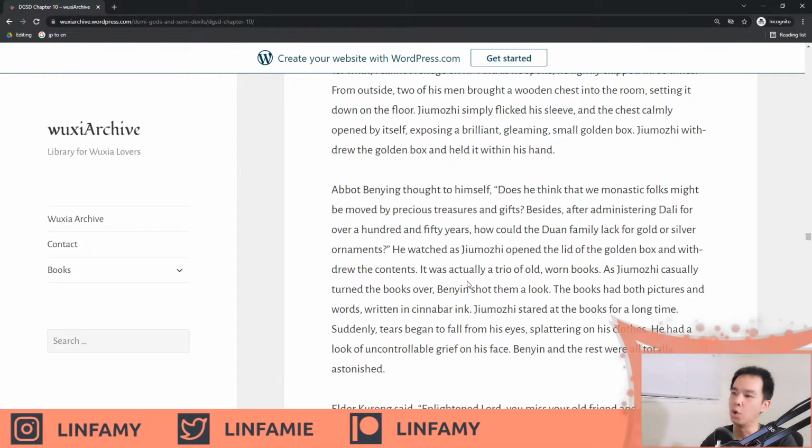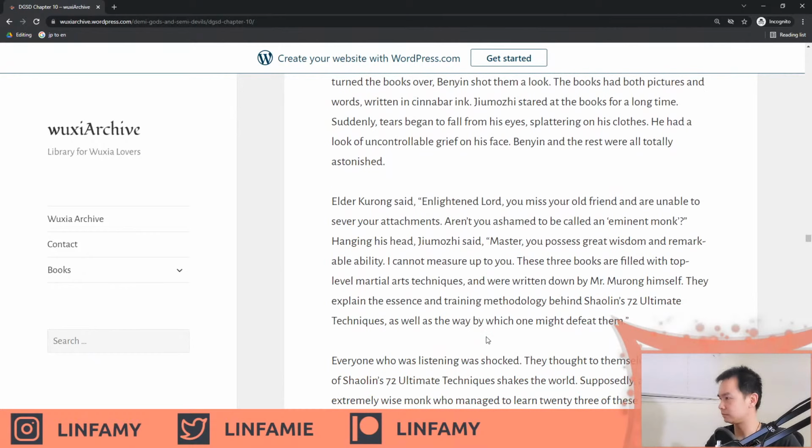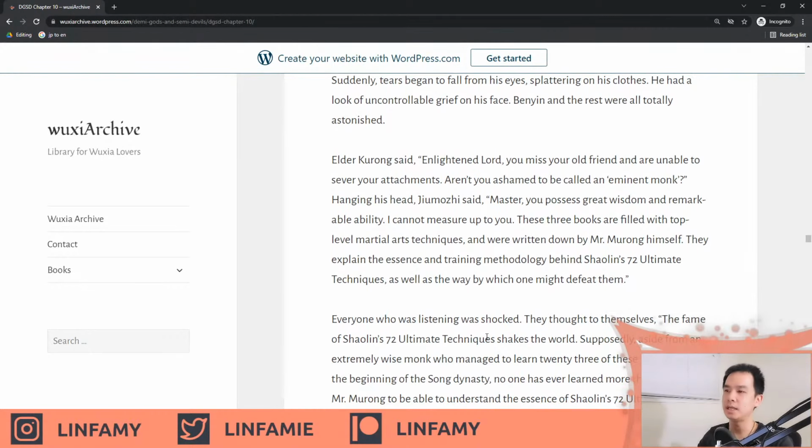He watched as Jiumozu opened the lid of the golden box and withdrew the contents. It was actually a trio of old worn books. As Jiumozu casually turned the books over, Ben Yin shot them a look. The books had both pictures and words written in cinnabar ink. Jiumozu stared at the books for a long time. Suddenly, tears began to fall from his eyes, splattering on his clothes. He had a look of uncontrollable grief on his face. Ben Yin and the rest were all totally astonished. Elder Kurong said, "Enlightened Lord, you miss your old friend and are unable to sever your attachments. Aren't you ashamed to be called an eminent monk?"